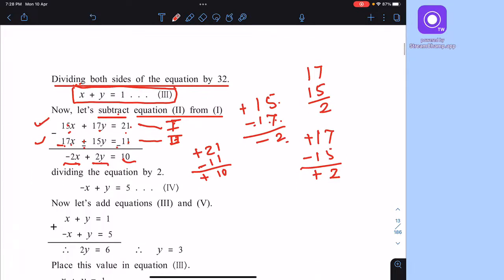Now dividing both sides by 2. Here is 2, 2, 2. 2 is a factor. So dividing both sides by 2. Minus 2x upon 2 is minus x. 2y upon 2 is y. And 10 upon 2 is 5. So this you got new equation.